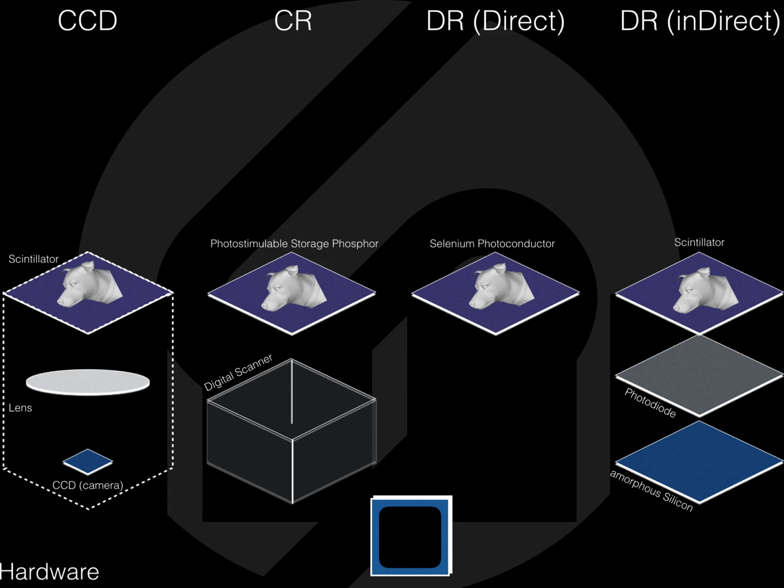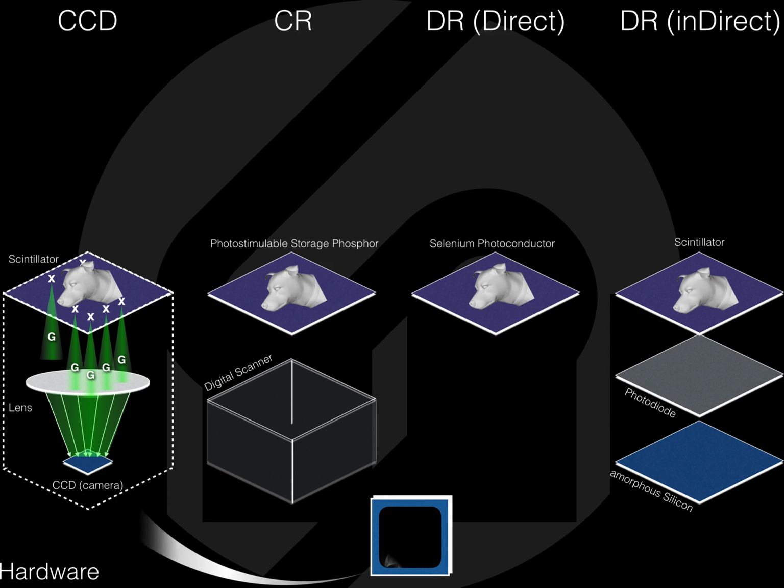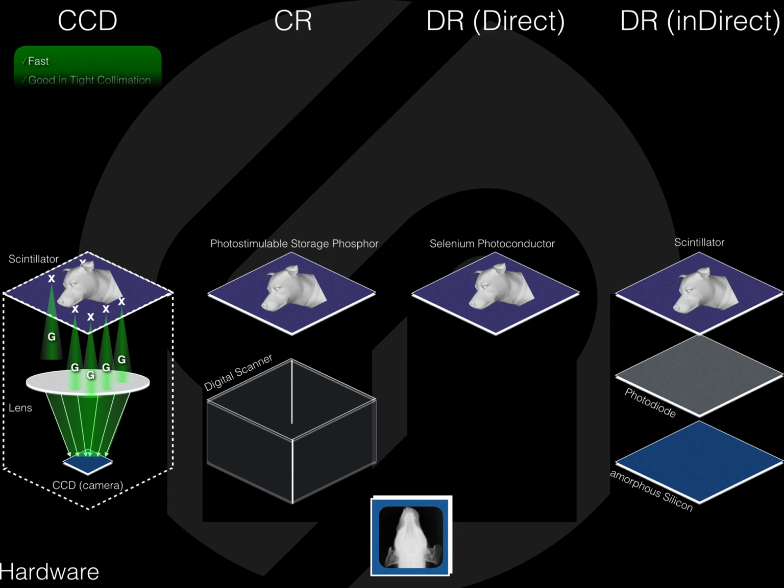systems. For CCD systems, X-ray photons pass from the generator through the patient, and those that are not absorbed by the patient are incident on the layer of scintillator material, which converts them to visible, in most cases, green light. This green light that emanates from the scintillator layer is focused by a lens onto a CCD camera, which converts the light to an electrical signal, which is electrons, that can be read and processed by a computer to yield an image. An advantage of CCD systems is its speed.